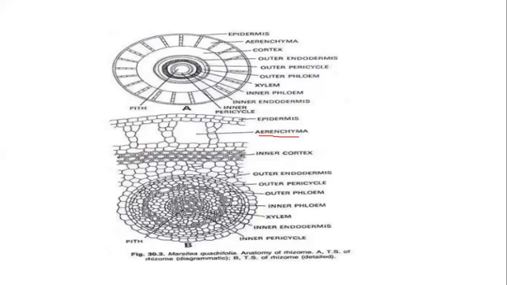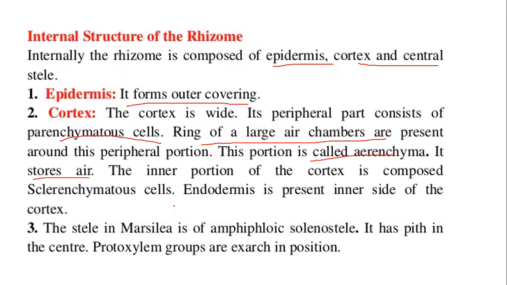Next is the inner cortex. Here you can see this is made up of the sclerenchymatous tissue. You can see here the walls have been highly thickened. So this forms the inner cortex, produced by the sclerenchymatous tissue. Now below that you can see the formation of the endodermis layer, and internally you can see the stele.